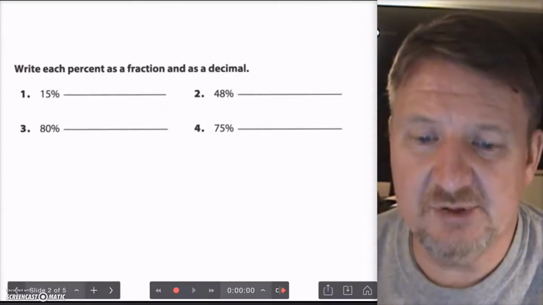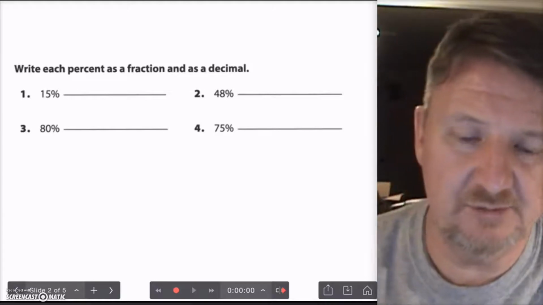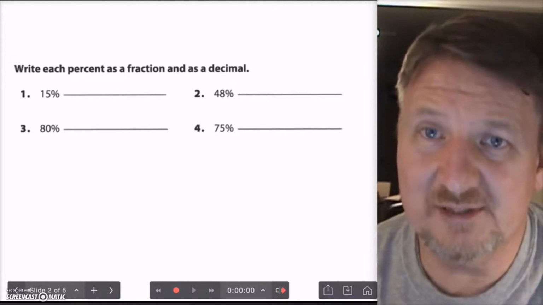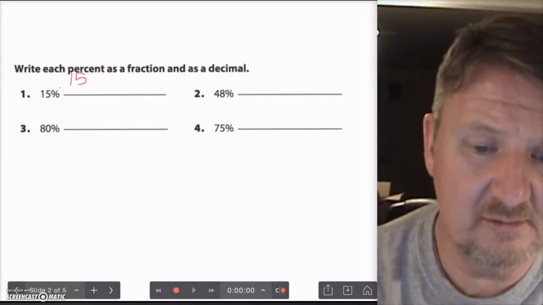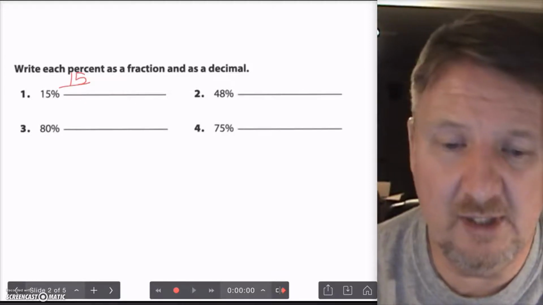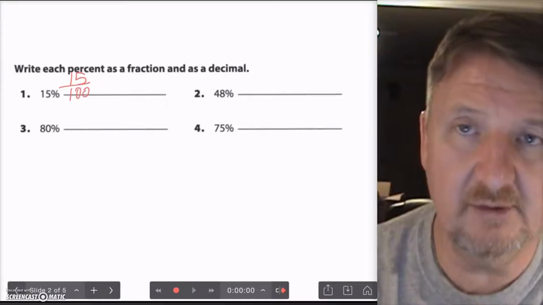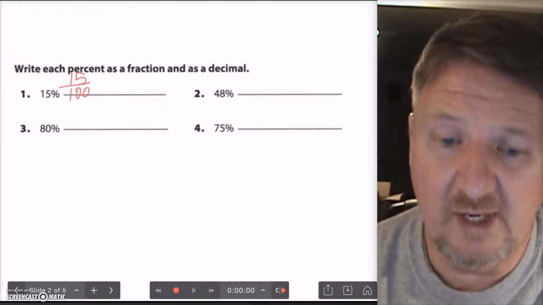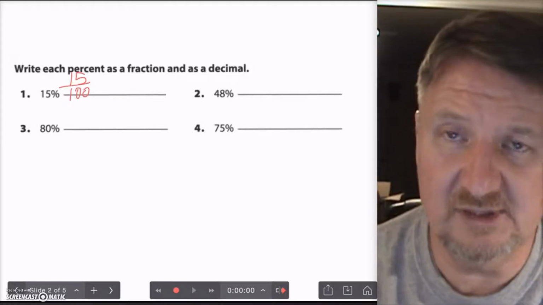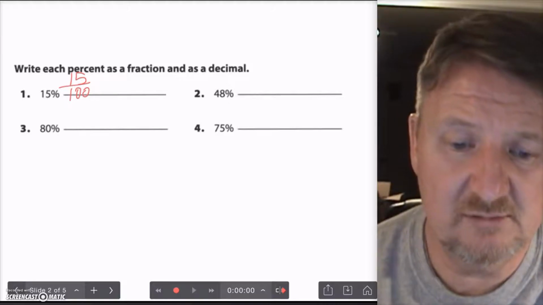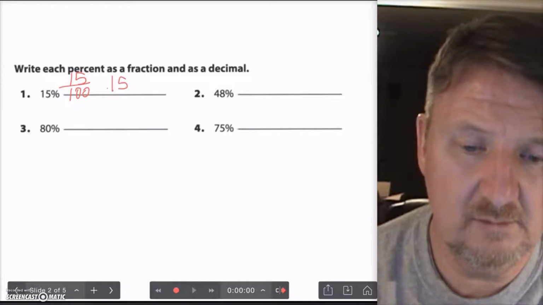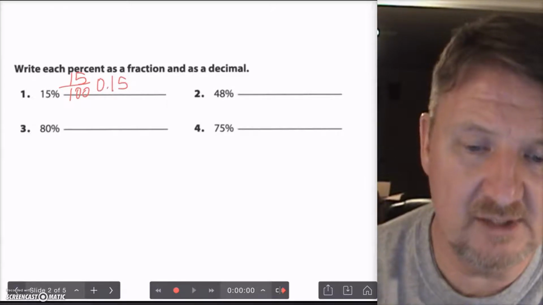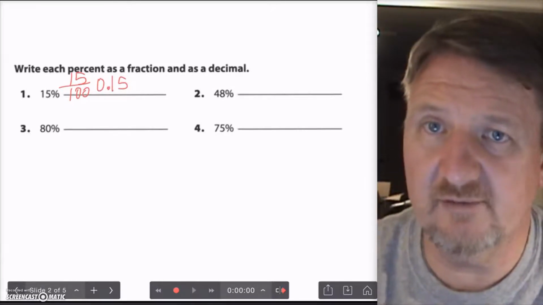All right, so let's look at a couple examples. Write each percent as a fraction and as a decimal. So 15%, and I'm going to go through this pretty quick because it's pretty easy. Writing it as a fraction, 15% is 15 per 100, 15 over 100. Writing it as a decimal is super easy. You just move the decimal 2 places to the left, and my decimal equivalent is 0.15.